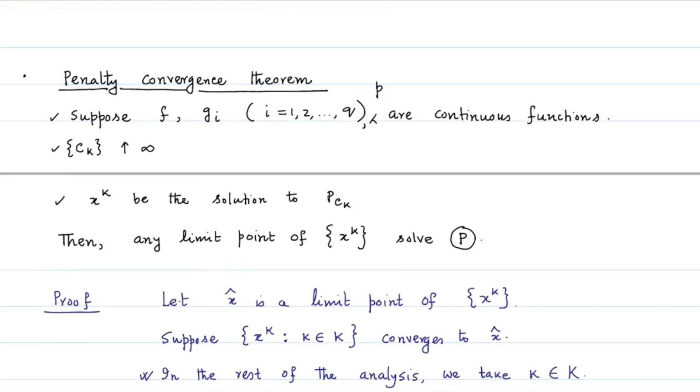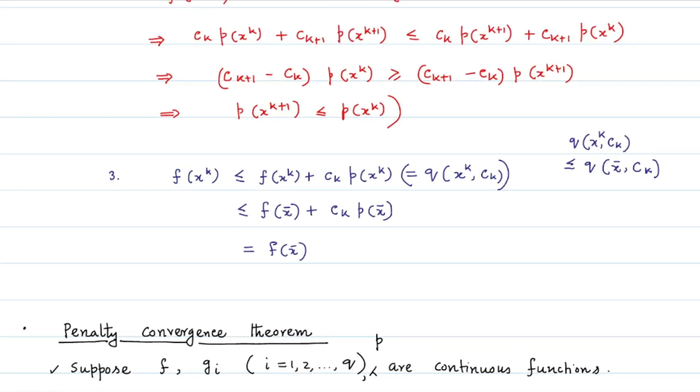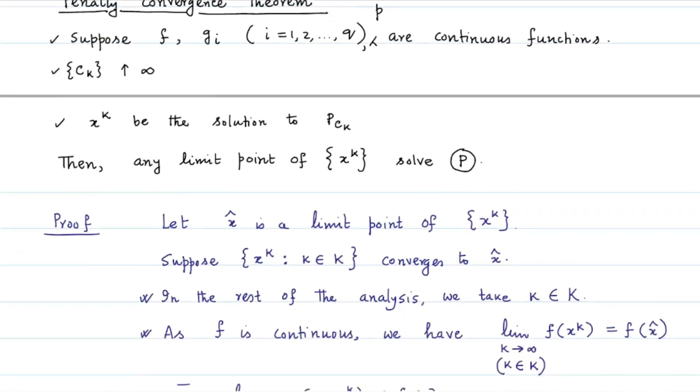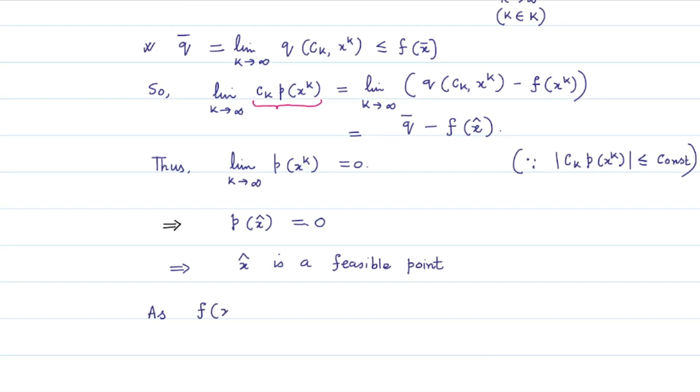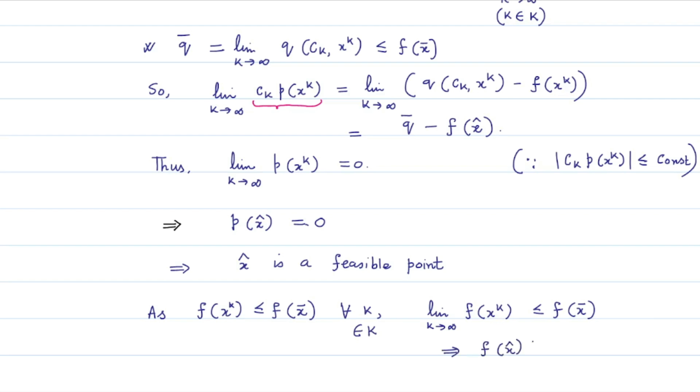Now we go back to this lemma, and in this lemma we have proved that f(x_k) is less than or equal to f(x bar) for every k. And therefore, as f(x_k) is less than or equal to f(x bar) for all k, we have the limit as k tends to infinity of f(x_k) is less than or equal to f(x bar). But here x_k is the subsequence that converges to x hat, and therefore we have that f(x hat) is less than or equal to f(x bar).